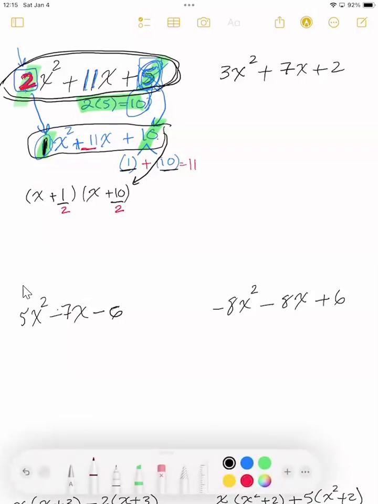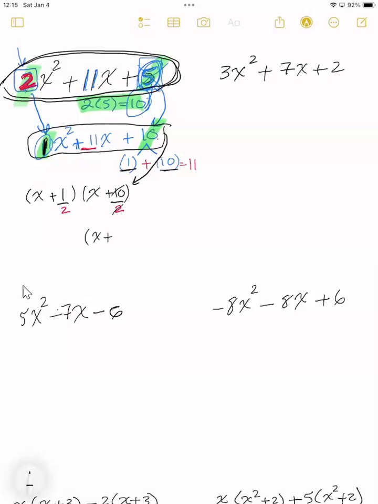If I can reduce, I reduce, like 10 and 2 can be reduced, and I get 5 over 1. 1 and 2 cannot be reduced. I leave it alone. Last move is you put the 2 here and you put this 1 here. So you get 2x plus 1. And this is 1x plus 5. So these are the steps you have to remember.